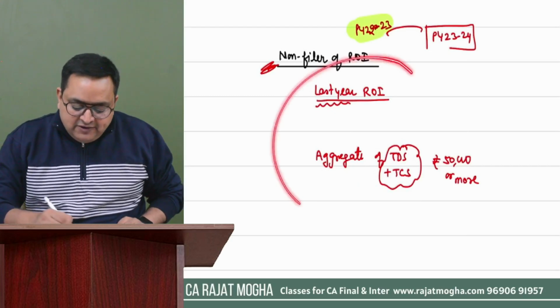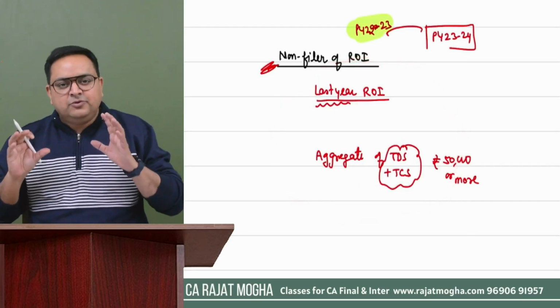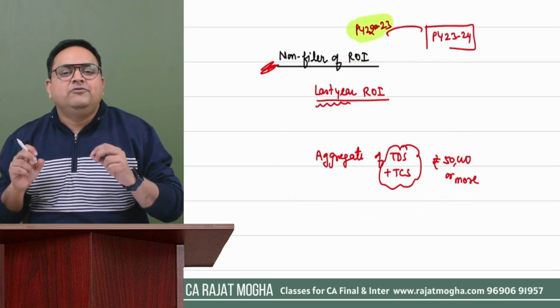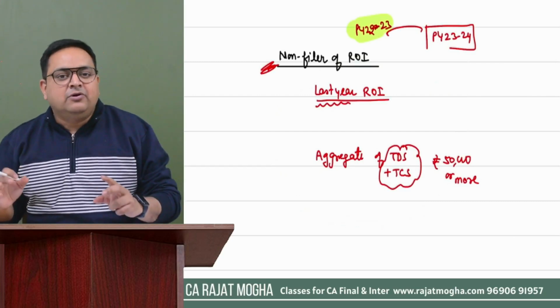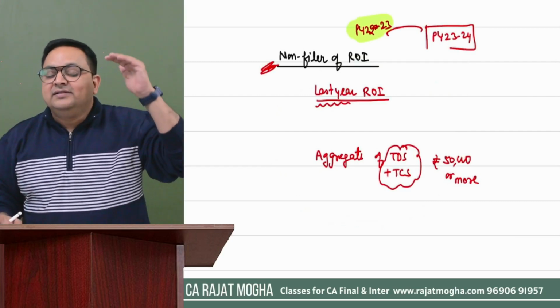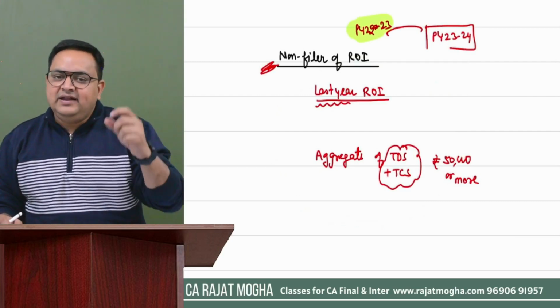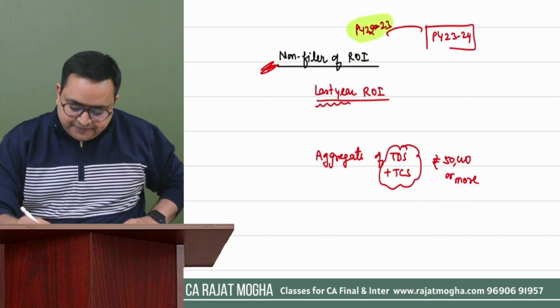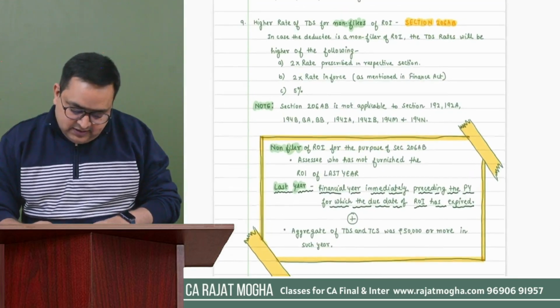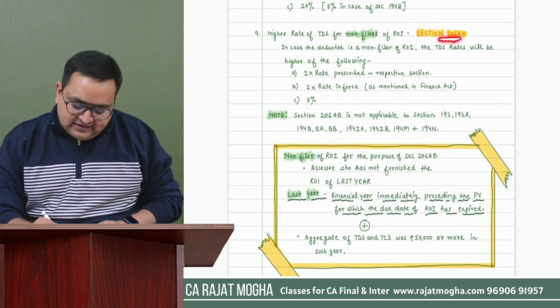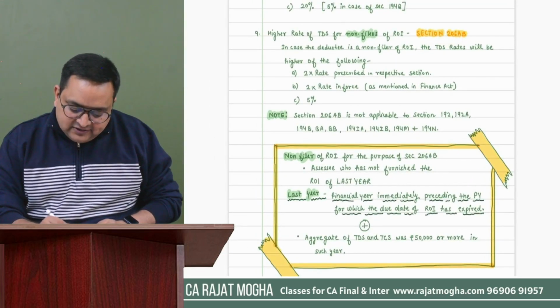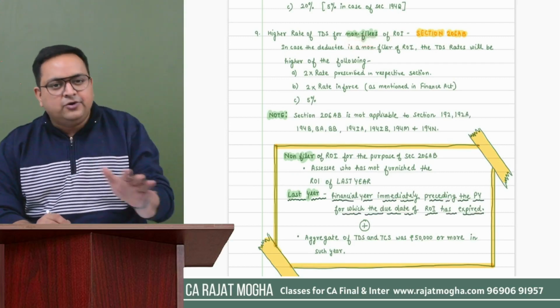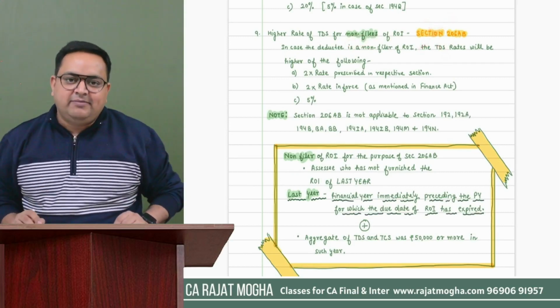So it is only for those people who pay some good amount of tax, right? That is the reason they are saying that their TDS and TCS was at least 50,000 rupees or more. Then they will become non-filer, right? See, this section 206AB is only in case of non-filers. If you are not a non-filer, this section will not be applicable, right?